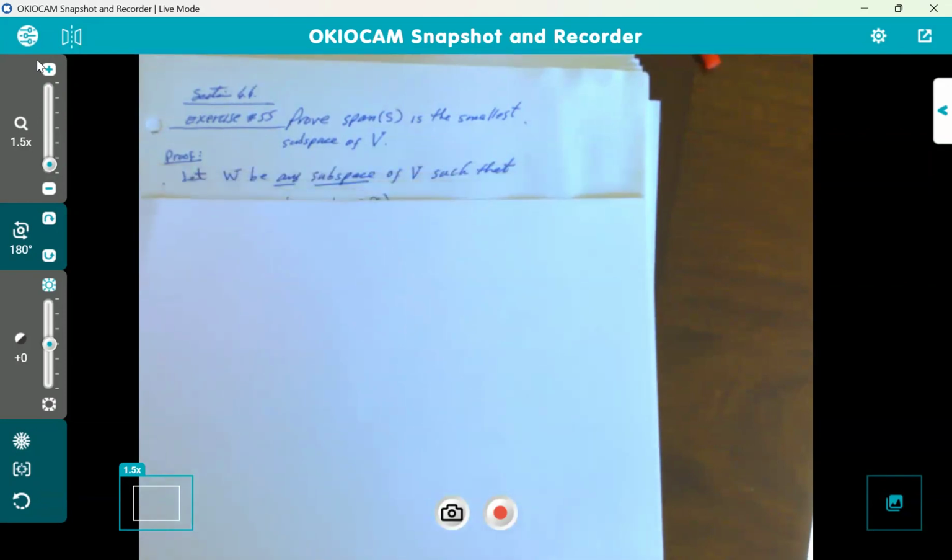So here's how I worked this one. We want to show, sorry, not uniqueness, although it is unique, but that it's minimal or smallest. So I'm going to let W be an arbitrary subspace here, another subspace besides span S. This is any subspace of V such that the vectors in S also belong to W, this other arbitrary subspace.